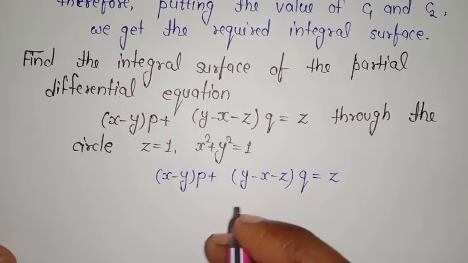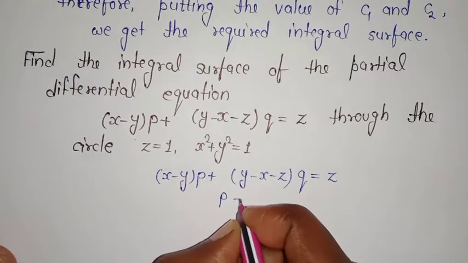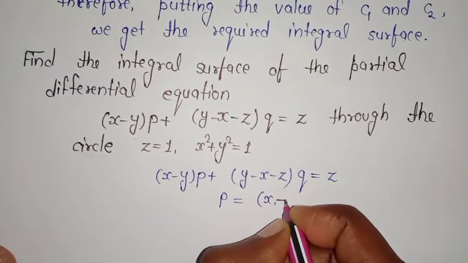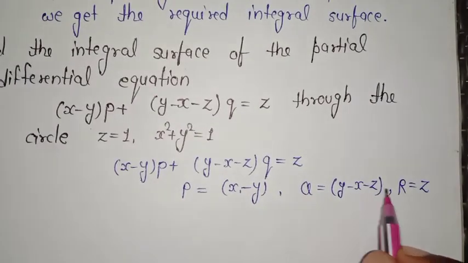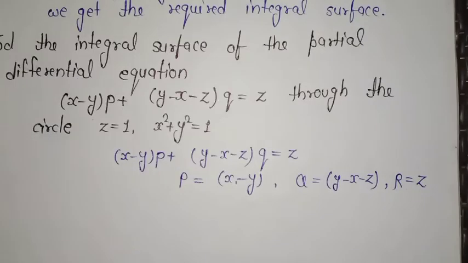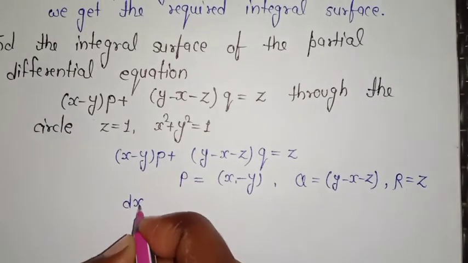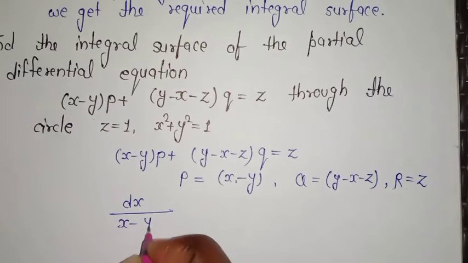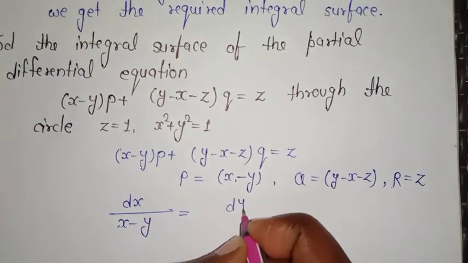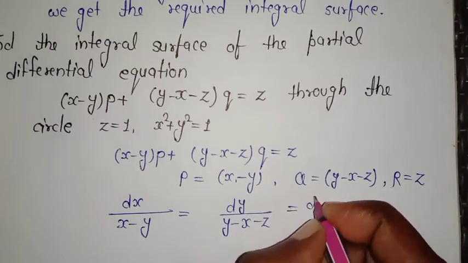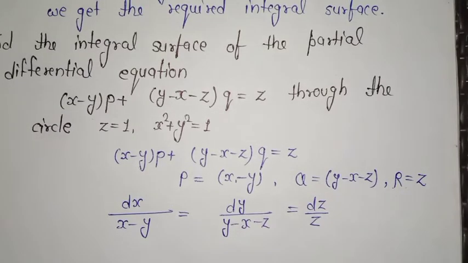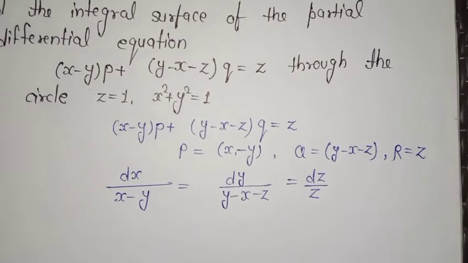If we compare this equation with the quasi-linear equation, then P is equal to x minus y, Q is equal to y minus x minus z, and R is equal to z. So we can write the auxiliary equation for this equation. The auxiliary equation is dx upon P, that is x minus y, equals dy upon y minus x minus z, that is Q, equals dz upon z. Now we use the multiplier method to solve this equation.